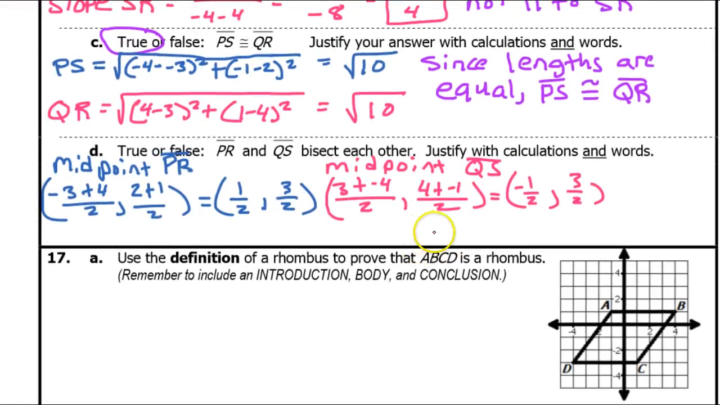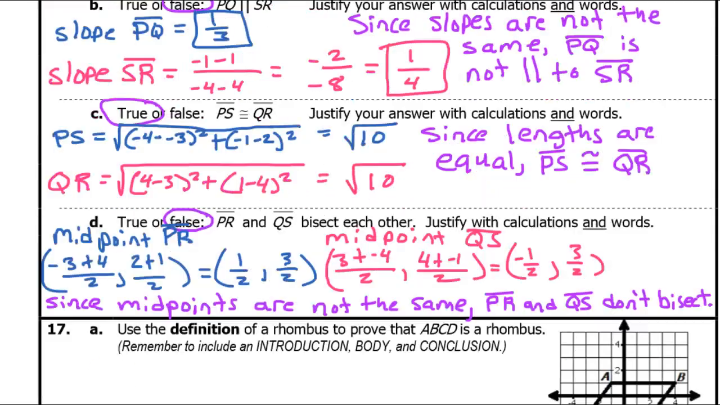That is really close, but this was positive 1/2, comma 3/2, and this is negative 1/2. So those midpoints are not the same. Here I've circled false, and I added in my summary statement: since midpoints are not the same, segment PR and segment QS don't bisect.